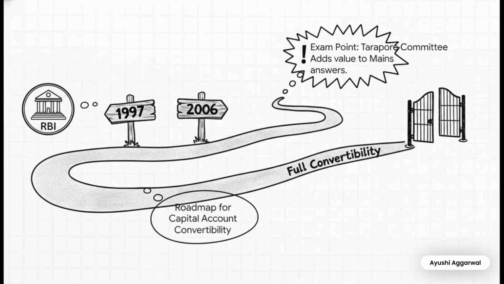All right, another big one for your mains answers, guys. The Tarapur Committee. The RBI actually set up this committee twice, once in 1997 and again in 2006. Its whole job was to figure out a safe way, a roadmap, for India to move towards full capital account convertibility. Just dropping this name in an answer shows the examiner that you've really done your homework, and it can definitely fetch you some extra marks.